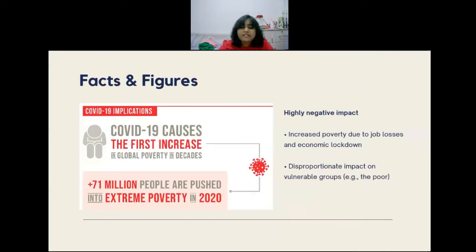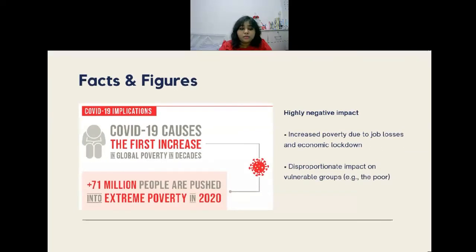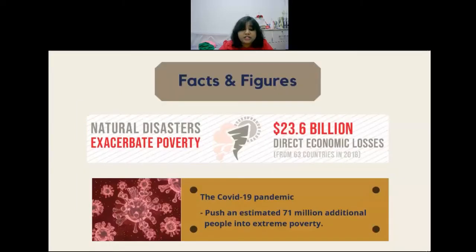Not only that, due to the amount of people being pushed into poverty, 71 million and above as of the COVID-19 implications, this gives a very highly negative impact due to the increased poverty as to job losses and economic lockdown, and then a disproportionate, excessive or unbalanced impact on vulnerable groups, for example, the poor ones, you see.